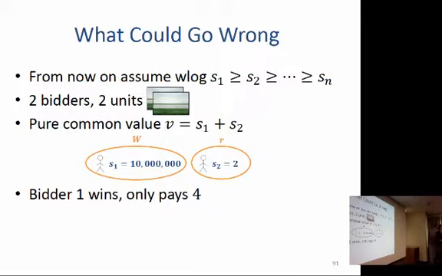Now, do any of you see a way to extract a lot more revenue? Truthfully. So remember, we have 2 bidders. Their values are both S1 plus S2. And you're the seller, so you get reports of S1 and S2. You want to extract a lot of revenue, but you want to maintain truthfulness. So in particular, both bidders value the item at 10 million and 2. How much can you charge the second bidder?